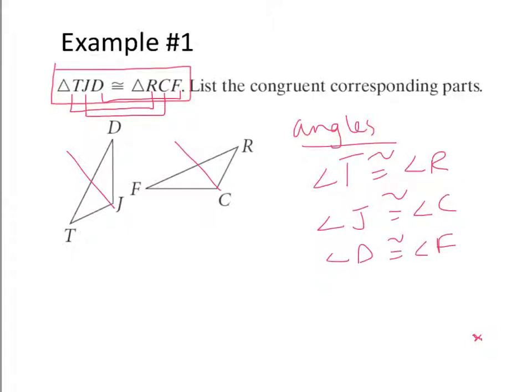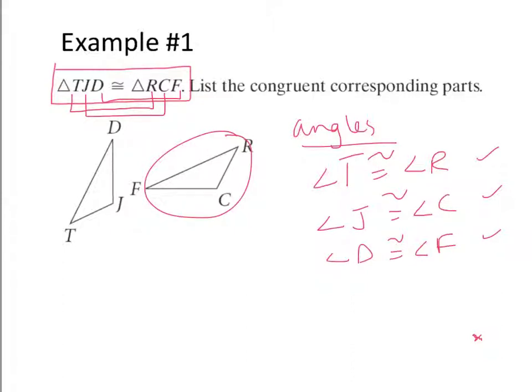So if the picture confuses you because I have to rotate this triangle and flip it so that T matches with R, J matches with C, and D matches with F, if the diagram confuses you, just use the statement listed above. So those are the three sets of angles that in one triangle correspond to the other triangle, and they're consequently congruent.